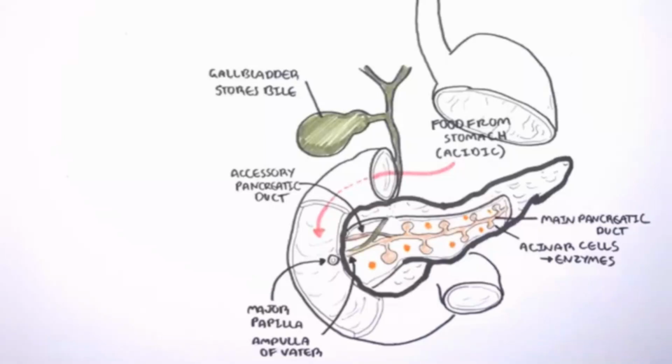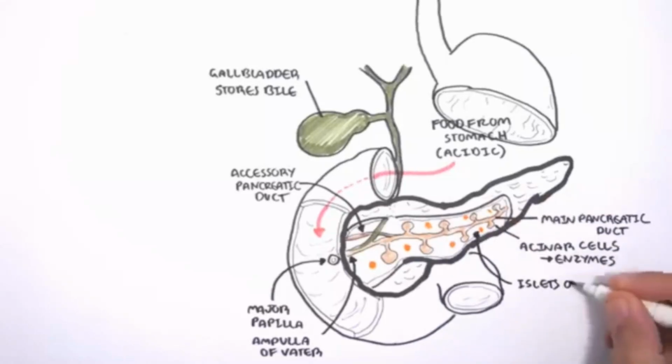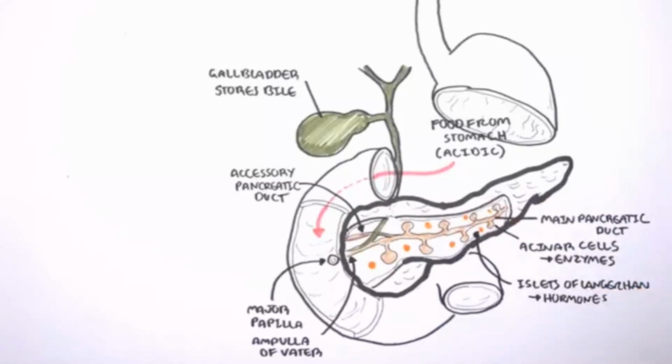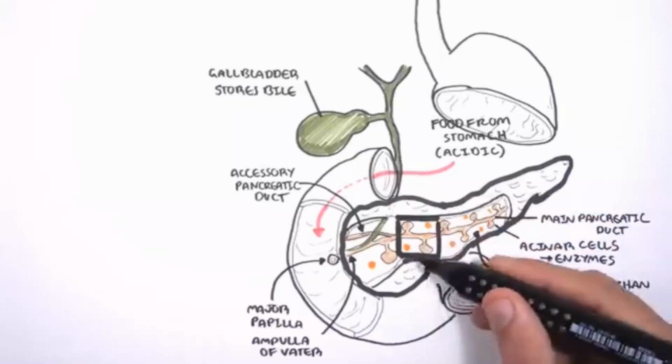These hormone cells of the pancreas are found in clusters, and these clusters are called the islets of Langerhans, and their role in the human body is so important. Let's take a closer look at how everything works now.